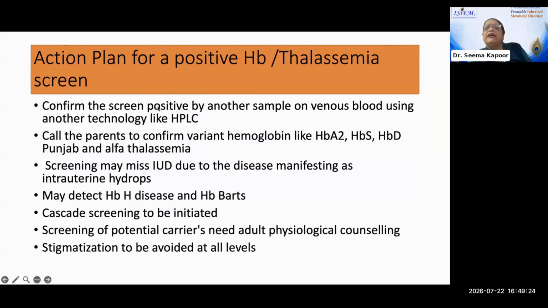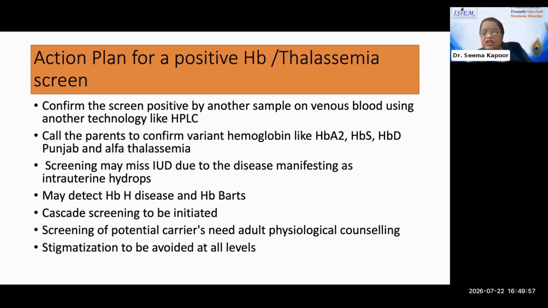Always confirm by another method, which is a venous blood sample using either HPLC or capillary zone electrophoresis. Confirm the parents' status for both HbE and any other disease. Ask for a history of any missed IUDs manifesting as intrauterine deaths, which occurs in alpha thalassemia. The variant does not pick up alpha thalassemias at all. It can detect HbH and Hb Bart's.